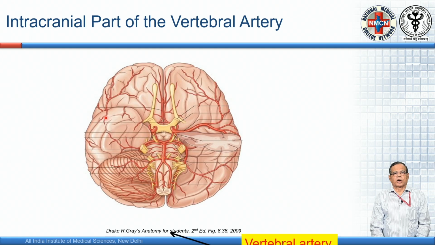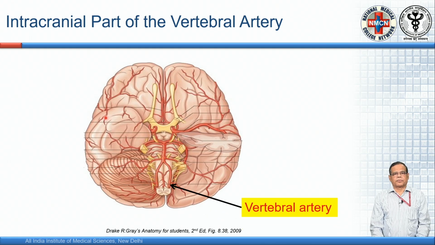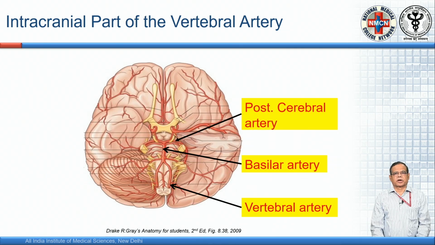The intracranial part of the vertebral artery: after entering the cranial cavity, the vertebral arteries of both sides join in front of the pons and form the basilar artery. The basilar artery terminates as the posterior cerebral artery.